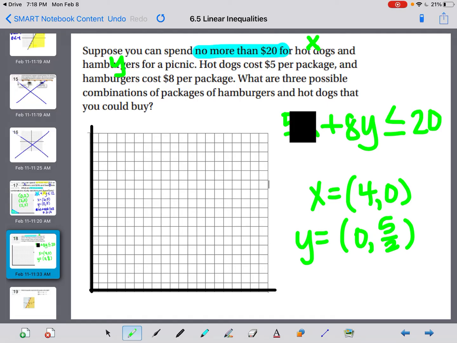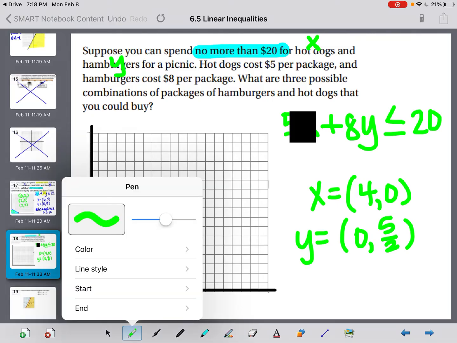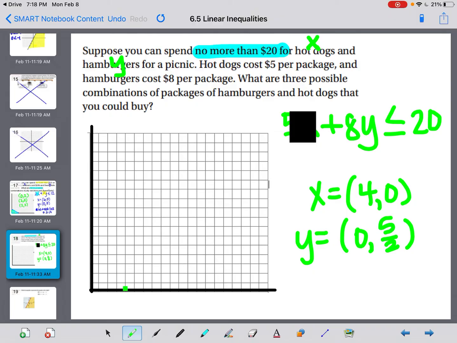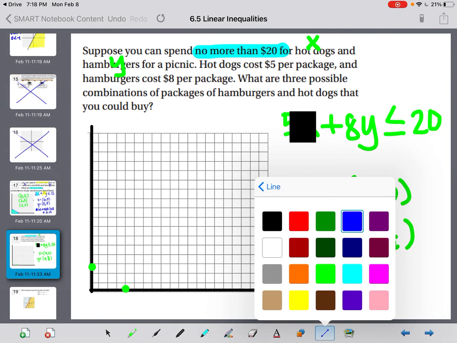Okay, then I'm going to graph those 2 points, which would take me over 4, up 0, and over 0, up 5/2, which is 2.5. Okay, it does have an equal to bar, so we're going to have a solid line.